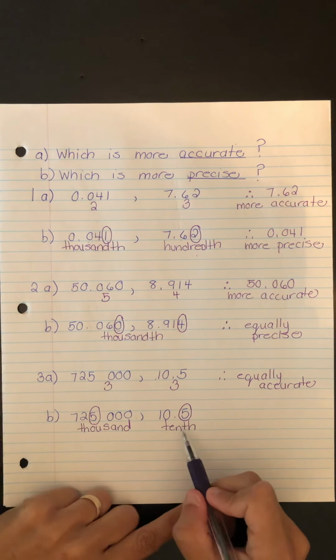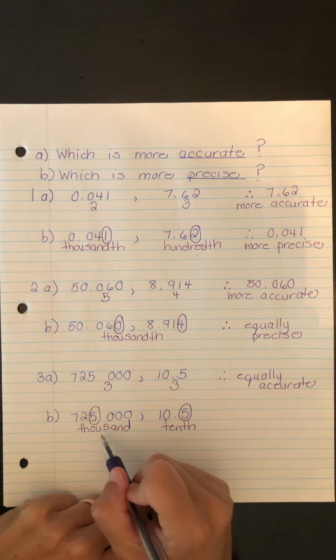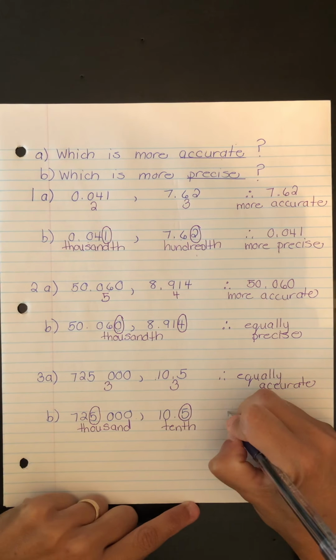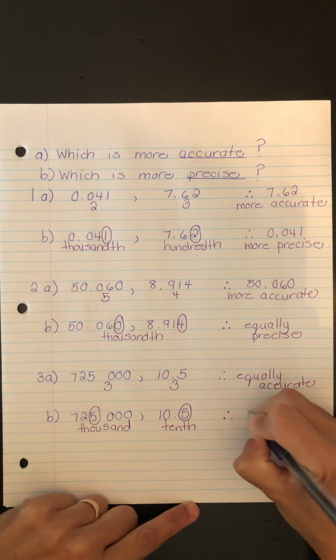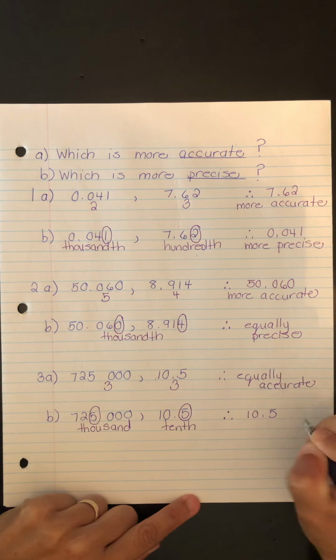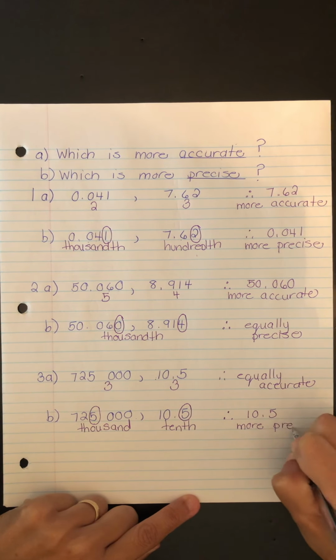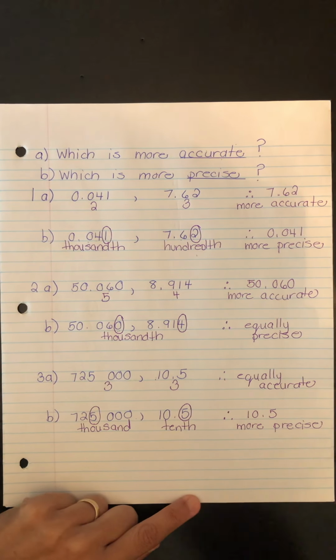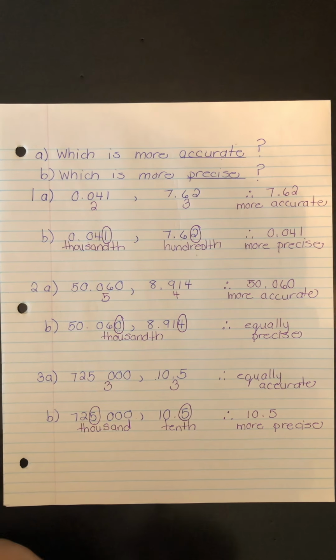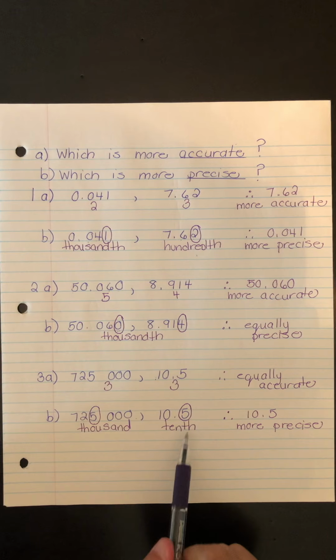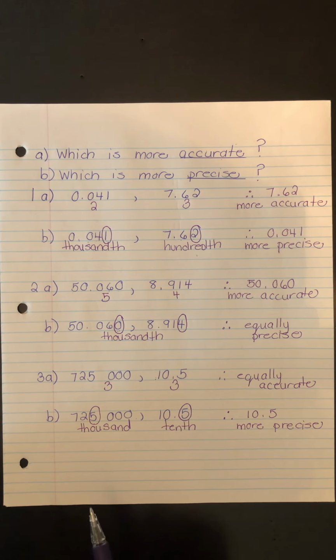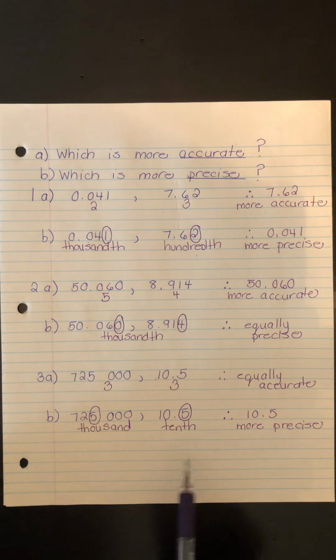So in fact, it is quite a bit more precise than the other number. So we can say 10.5 is more precise. In fact, you could say it's way more precise if you like. Okay, way more precise because we're comparing the tenths column with the thousands column, which is much further along to the left.